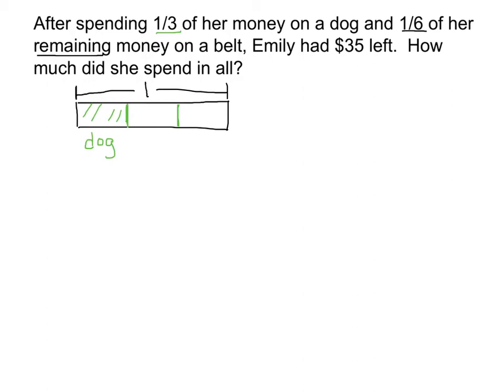The next part of the story says that Emily spent 1/6 of her remaining money on a belt. So I've got to look at this 2/3 that's left, this remaining money, which would be 2/3 of the whole, and split it into 6. So here's one part, 2 parts, 3 parts, 4 parts, 5 parts, 6 parts. So now I've got that leftover 2/3, that leftover part, and I've split it into 6 equal parts. And it says one of those parts was spent on a belt.